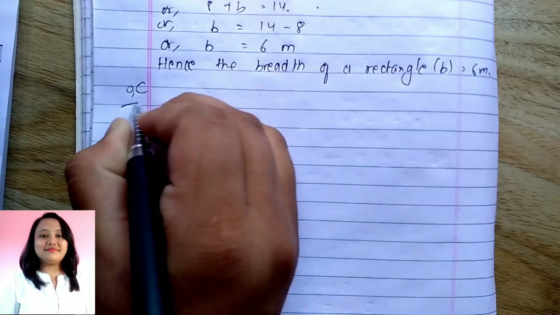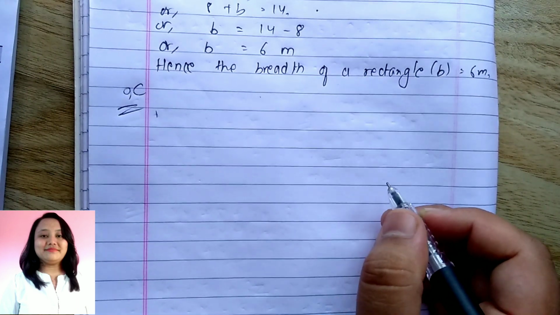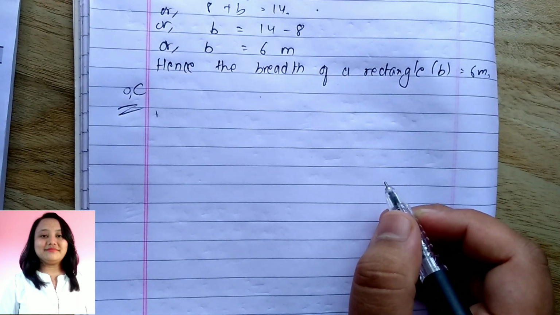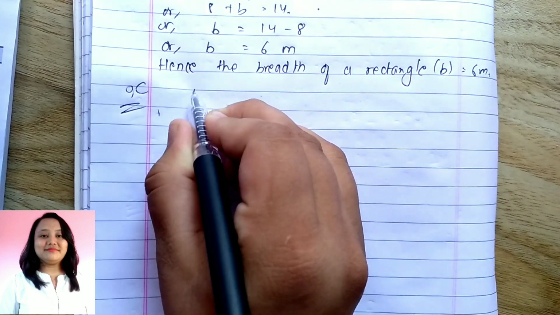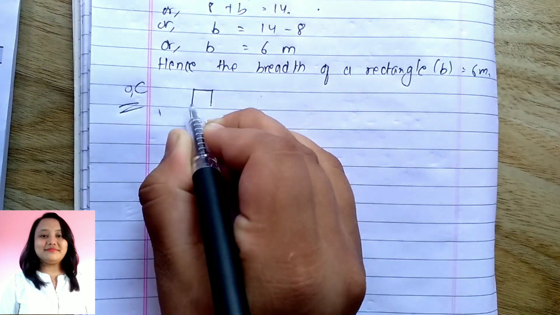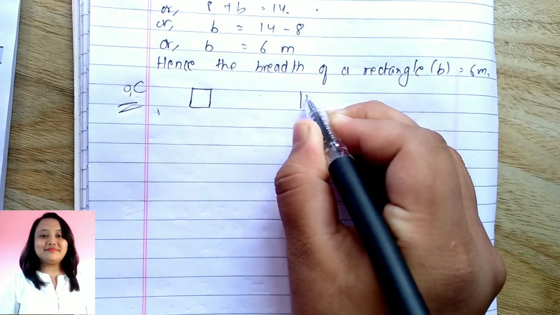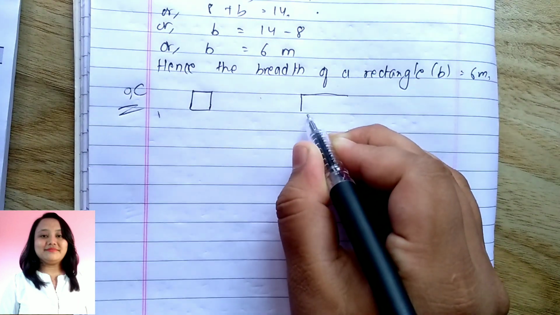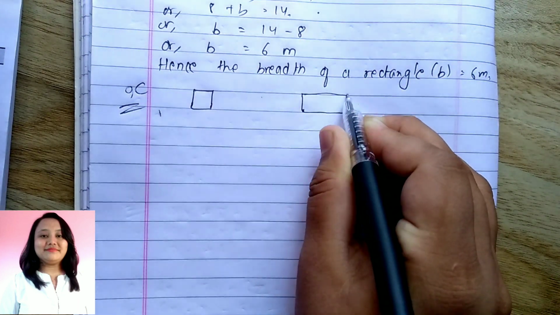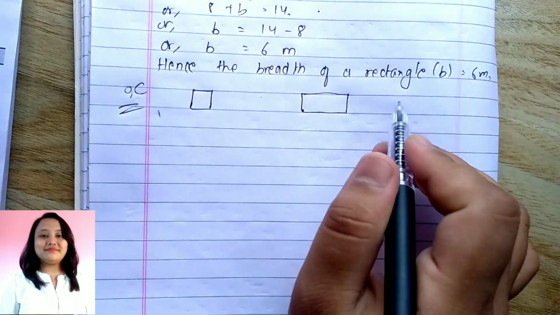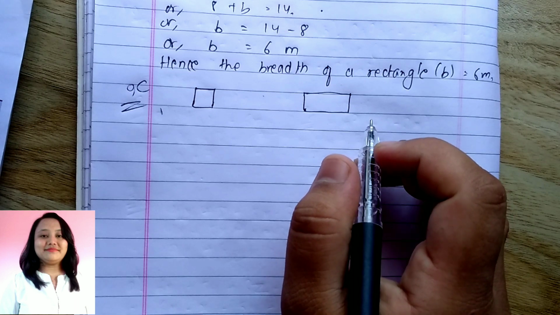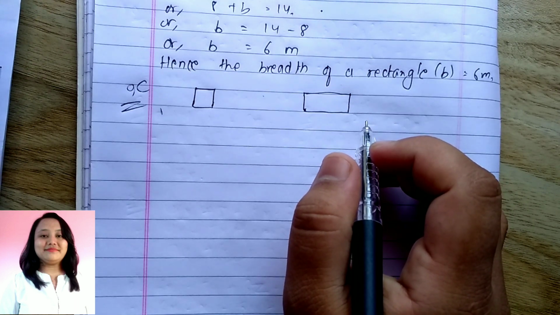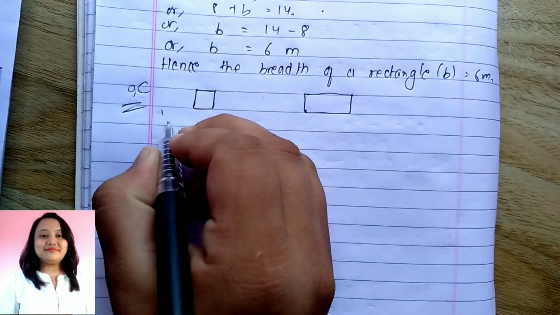Question number 9C, what is given is that the square and a rectangle have the same area. Okay, there is one square, and another is the rectangle. So suppose this square and rectangle have the same area, and the area is given as 64 cm square.